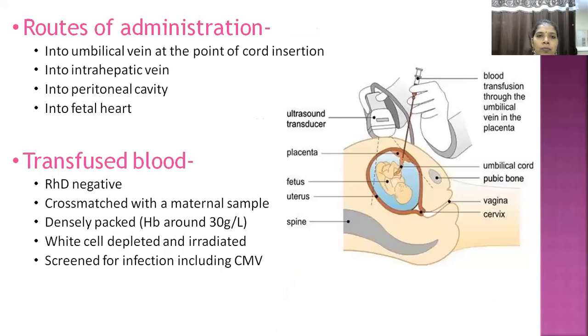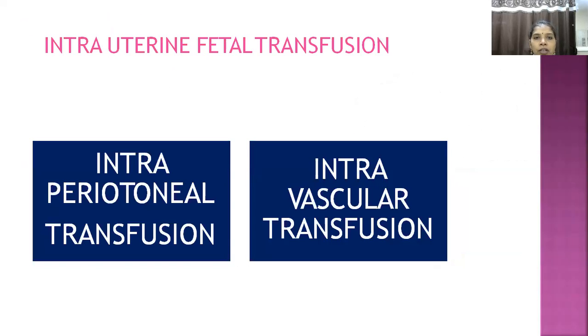Routes of administration in case of intrauterine blood transfusion: into the umbilical vein at the point of entry into the cord insertion, into the intrahepatic vein, into the peritoneal cavity, into the fetal heart. Transfused blood should be Rh negative, cross-matched with maternal sample, densely packed, that is packed cells, white cell depleted and irradiated, screened for infections including cytomegalovirus. Intrauterine fetal transfusion: intraperitoneal transfusion and intravascular transfusion.